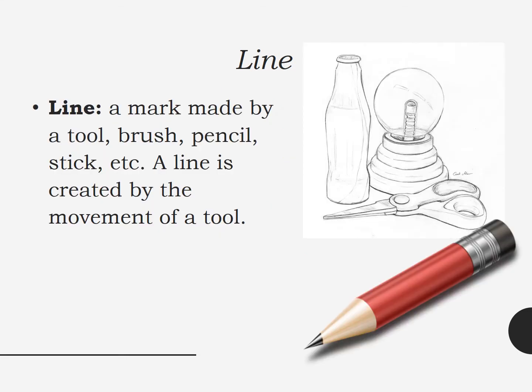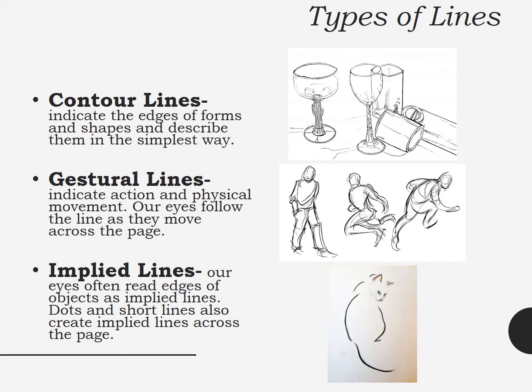So a line is just a mark that is made by a tool. It could be a brush, it could be a pencil, a stick, and this line is created by the movement of a tool. So there are different types of lines, and you don't need to necessarily write these down, but they're good to know. So a contour line is just that outer edge of the form. You use this all the time when you are drawing. It's indicating that edge to the viewer.